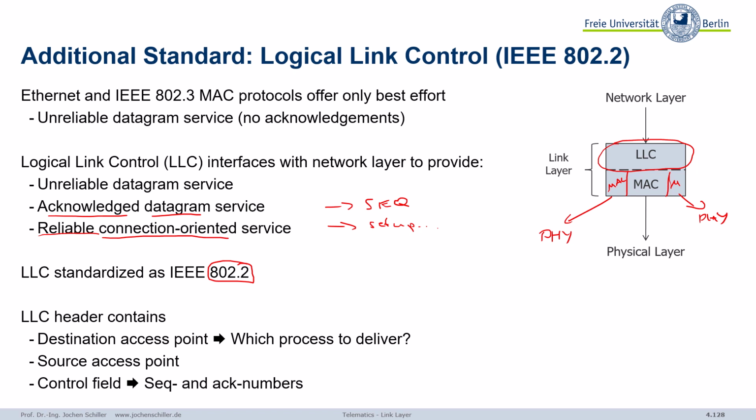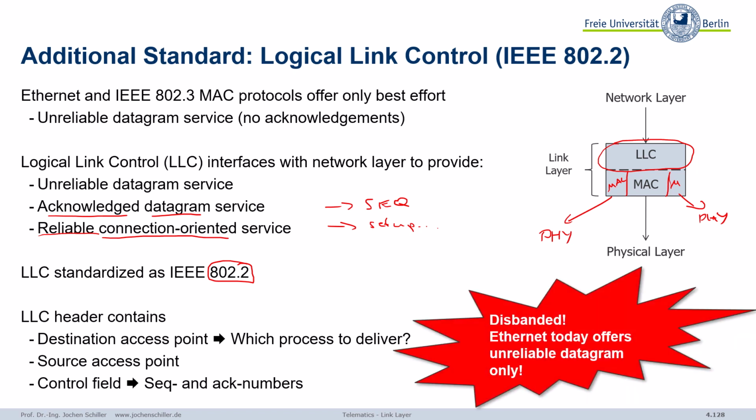So why didn't I explain this? Well, we don't use it. So the whole working group's disbanded, and the Ethernet today offers unreliable datagram only. So in the end, yes, there was a lot of standardization going on, and you saw also legacy in PPP. We see legacy when it comes to the layers, and in the classical textbooks you will always find there's a MAC layer, there's LLC, and there are many other fields defined. But in real systems, we use Ethernet, offering unreliable datagram only, that's it.